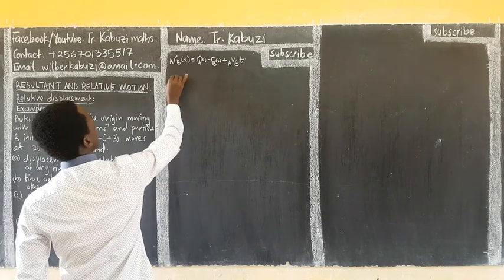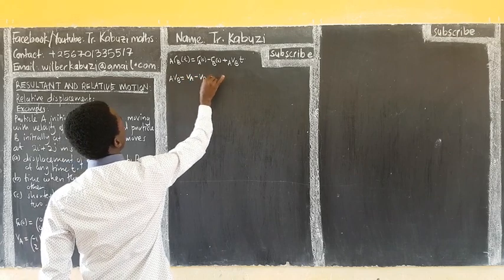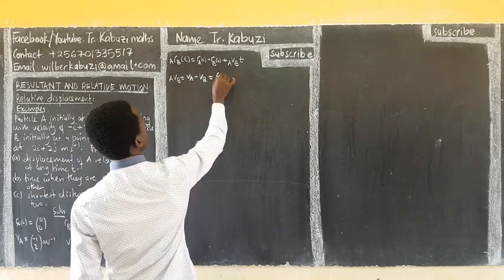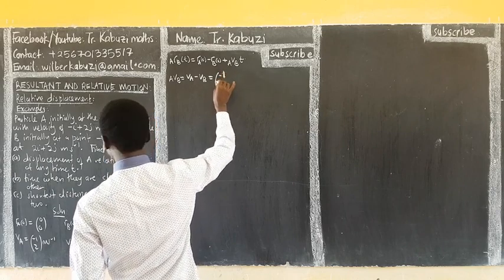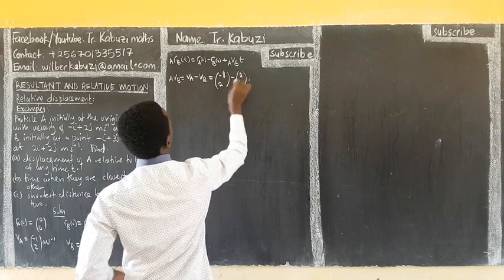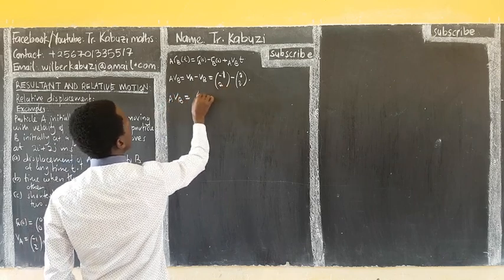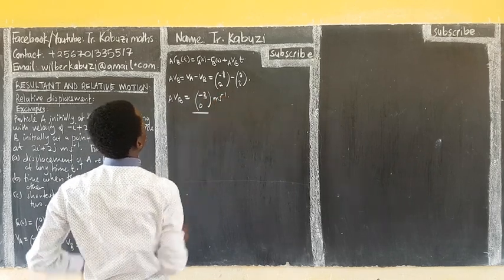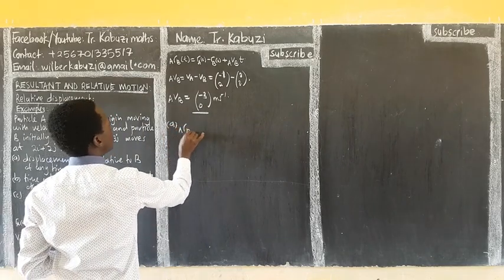So the velocity of A relative to B is going to be the velocity of A minus the velocity of B. Our velocity of A is negative 1, 2, then the velocity of B is 2, 2. And from there, you can see that the velocity of A relative to B is going to be negative 3, 0 meters per second. After that, I can come and get my part A, which is the displacement of A relative to B.